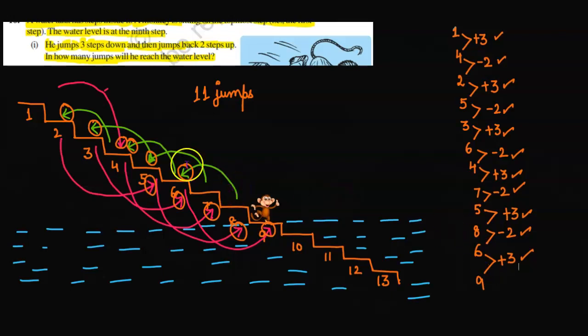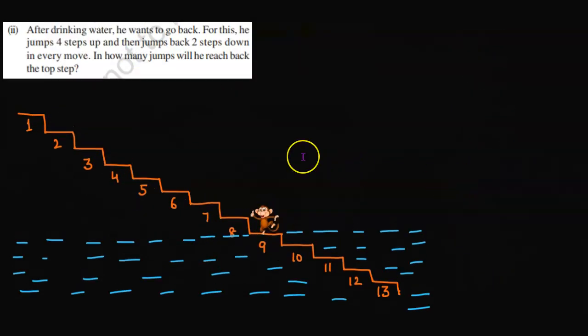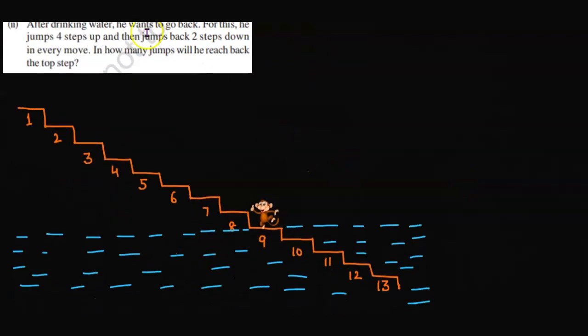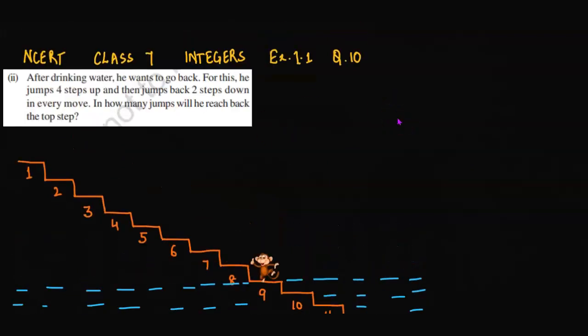Now let's look at the second part, which says that after drinking water, he wants to go back. Now he wants to go back at the first step. For this, he jumps 4 steps up and then he jumps 2 steps down. In every move, how many jumps will he take to reach the top step? So again, now here, he is jumping 4 steps up. So 1, 2, 3, 4.